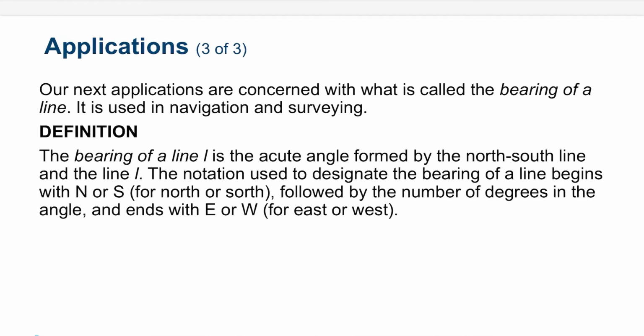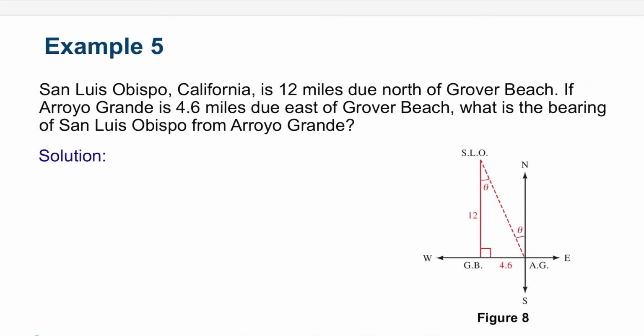now they're giving us a definition of the bearing of a line. It's the acute angle formed by the north-south line and the line L, and it's used in navigation and surveying. All right, so let's take a look at an example. So San Luis Obispo is 12 miles due north of Grover Beach. So here's Grover Beach. SLO is right above, 12 miles north of it. What is the bearing of San Luis Obispo from Arroyo Grande?